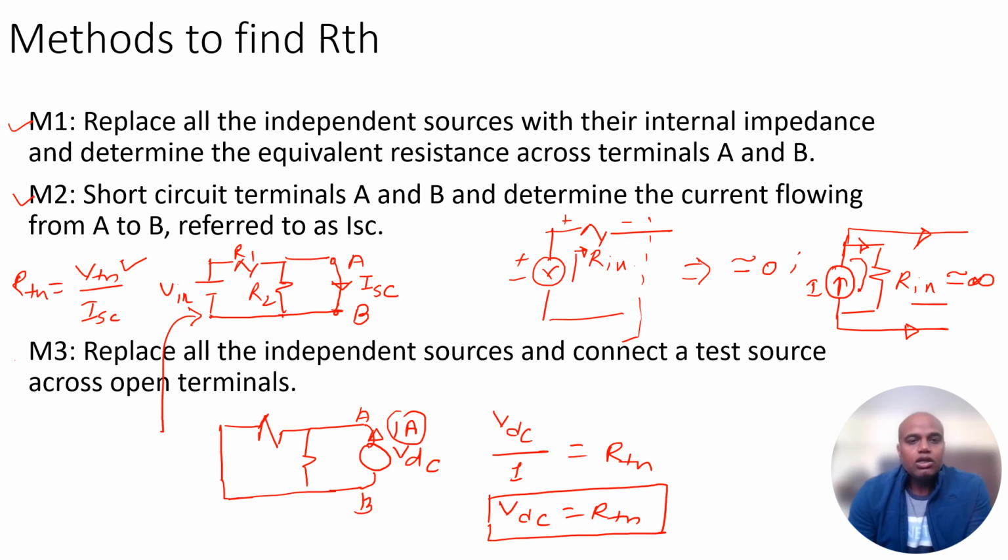The third method is specifically useful if we have dependent sources in the circuit. Dependent sources are those sources whose value depends on some other quantity or value in the circuit. Taking these three methods, we can now understand where to apply method 1, where to apply method 2, and where it is easy to apply method 3.